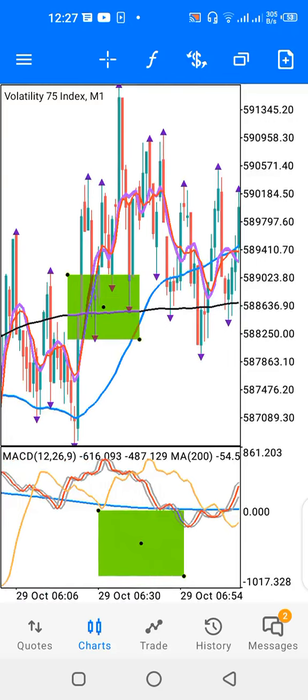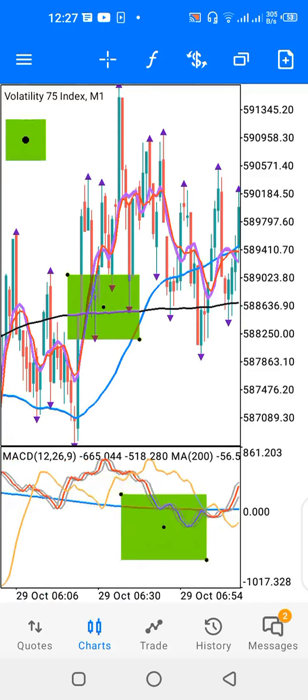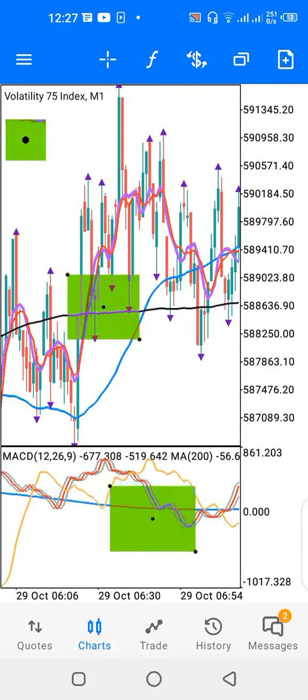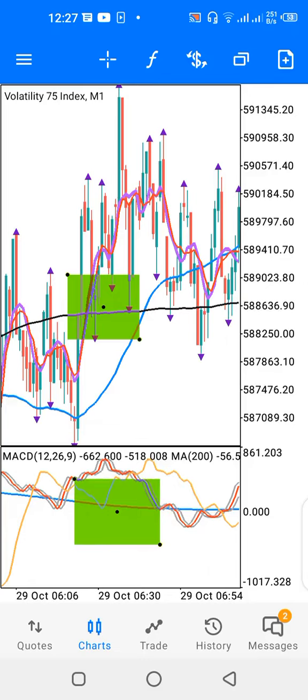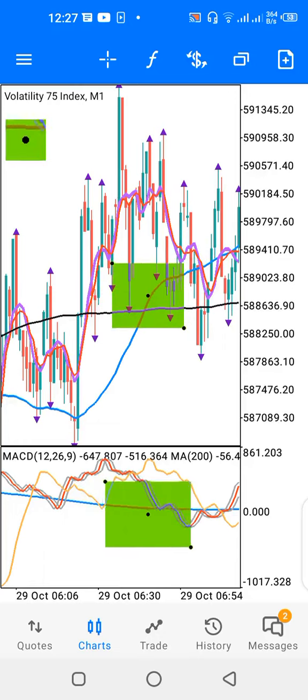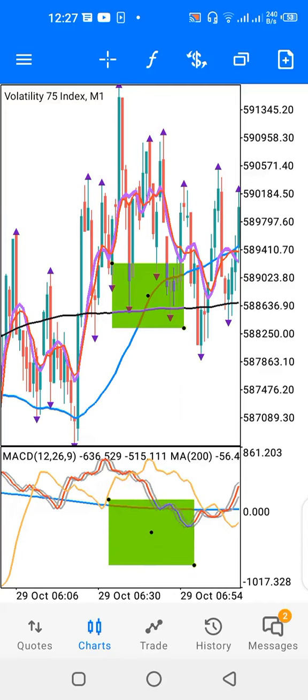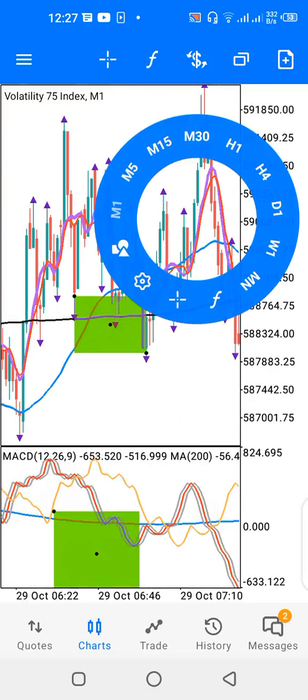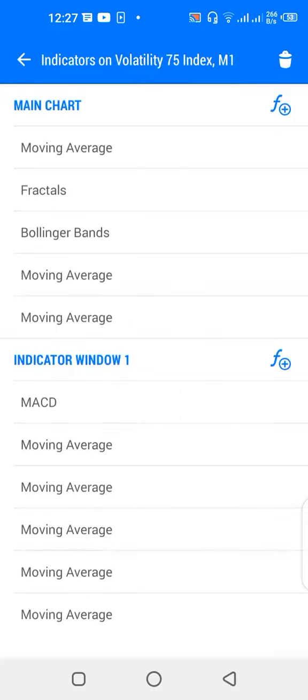Then the parameters on indicator window 1 will also be explained, and how you can combine the signals on the main chart with those of indicator window 1. But before I explain how to generate signals on the main chart, let's look at the parameters of the indicators on the main chart.